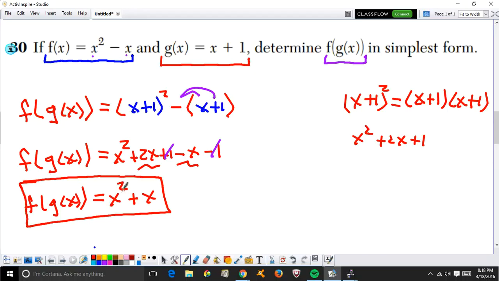All that happened here, we look at example f or function f and we compose with g of x. In function f, every time you see the variable x, we were going to substitute it with g of x, which is x plus 1.